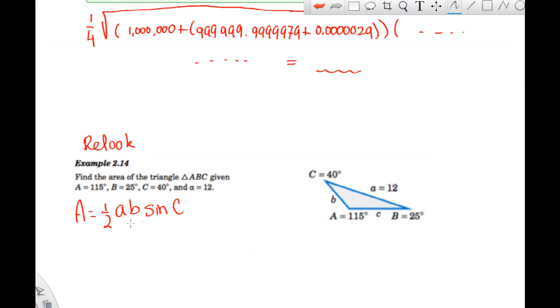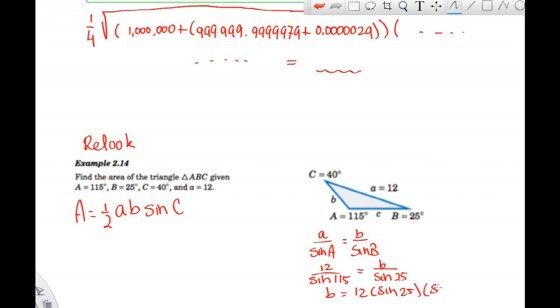So if I want to use this formula, I need to have both A and B. Well, I don't have B over here. So the other formula came literally just from solving for B, which can be done with A over sine A is B over sine B. So I could do A over the sine of 115 is B over the sine of, not 125, but just 25. That means that B is 12 times the sine of 25 divided by the sine of 115.